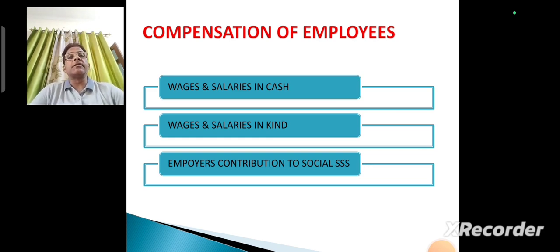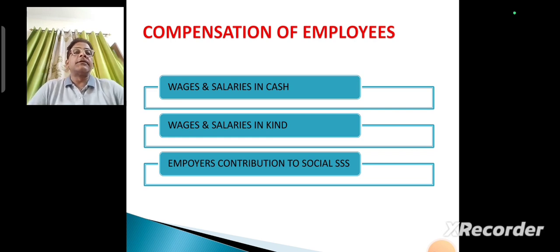So just in case in the numerical you find wages and salaries in cash and in kind separately, then it is advised that you should take both of them. However, if it is said just wages and salaries, full stop, and it is not mentioned whether wages in cash or wages in kind, then it will be assumed that the wages and salaries include both types of wages. You have to take care of this particular point.